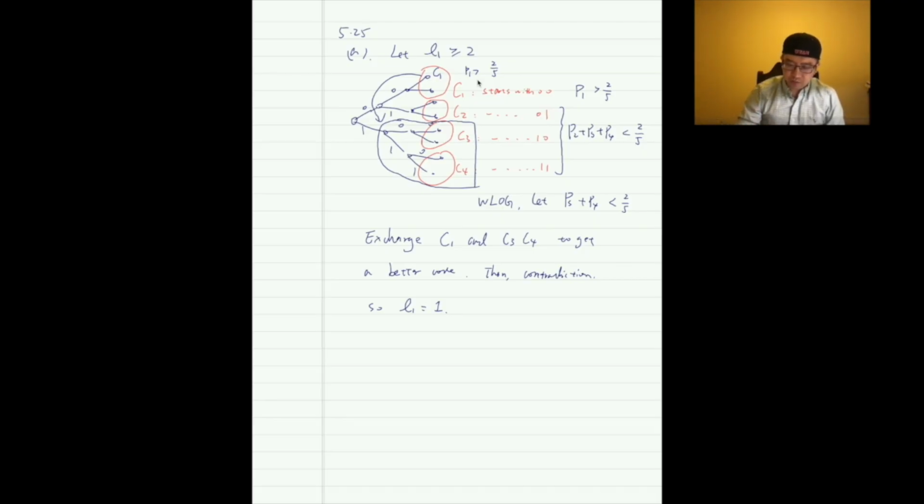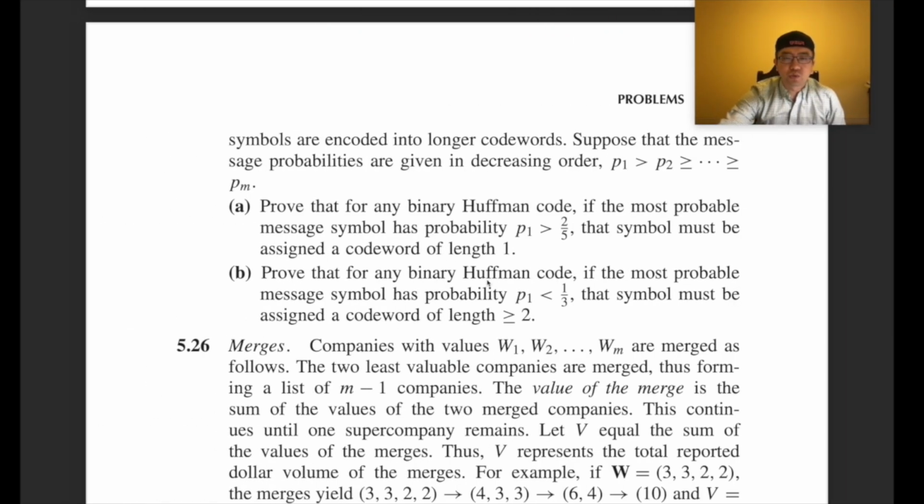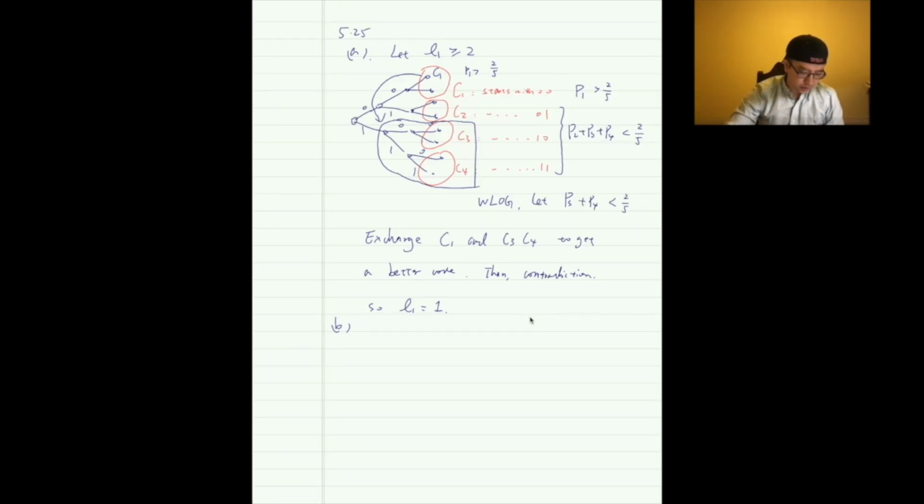Great. So now let's see part B. Part B is very similar compared to part A. In part B, what we want to show is that if P1 is less than 1/3, then we want the code word length to be bigger than or equal to 2. Again, we use proof by contradiction. So we let L1 be 1. Then again, we use a similar idea here. We build this tree like this. So this is clearly our C1.